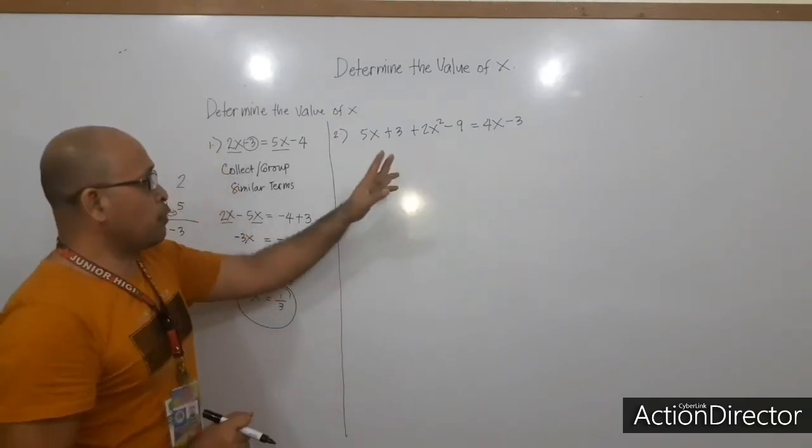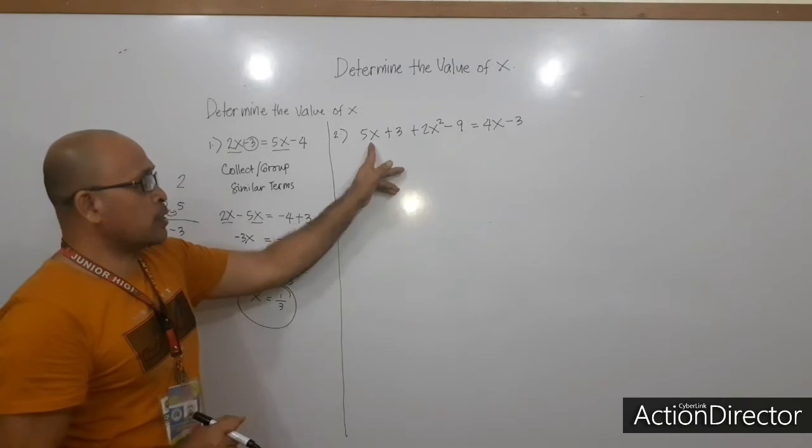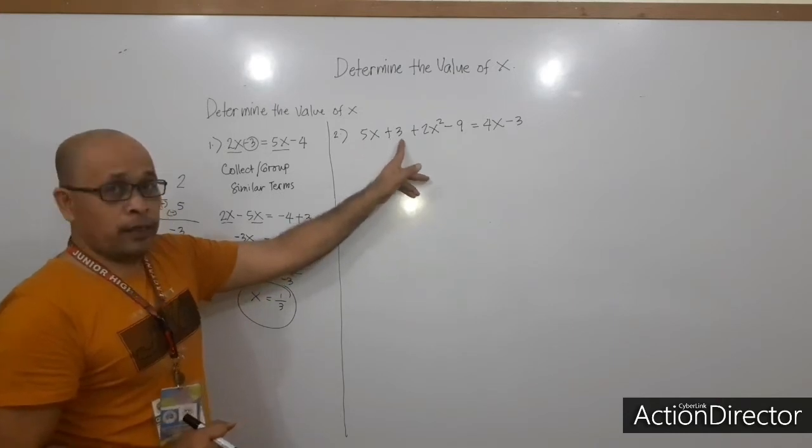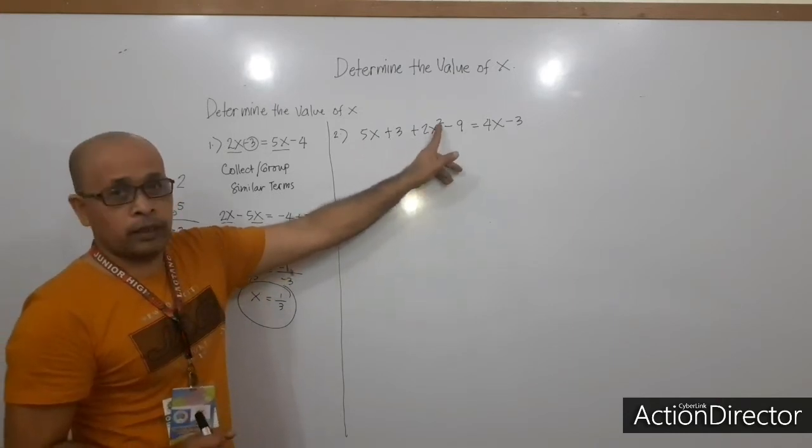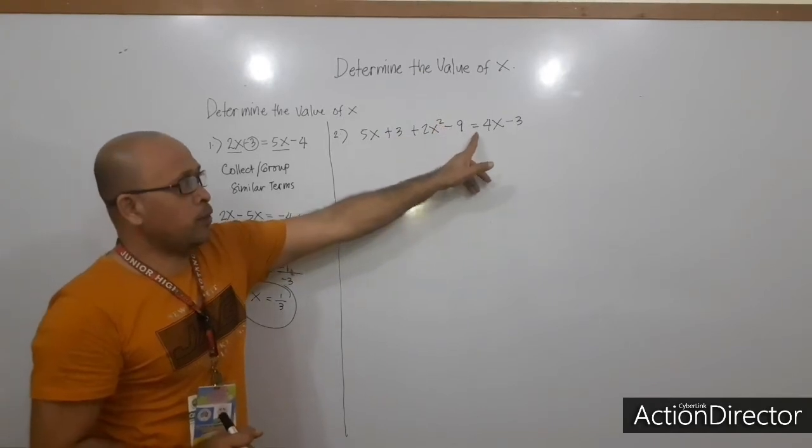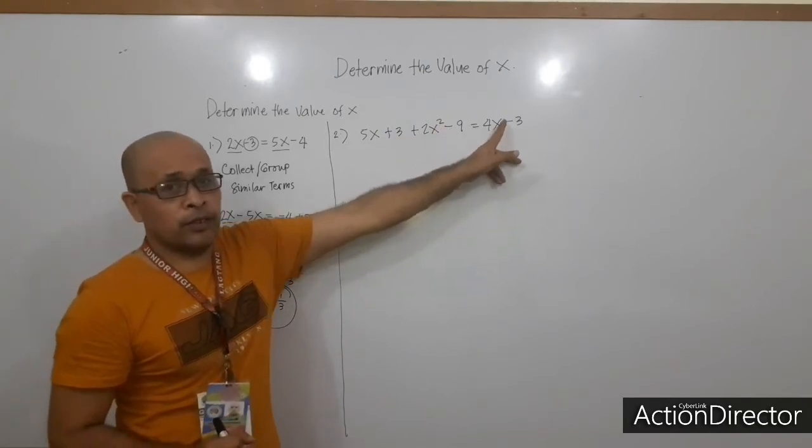Okay, so supposedly for this one, we have here 5x plus 3 plus 2x squared minus 9 equals 4x minus 3.